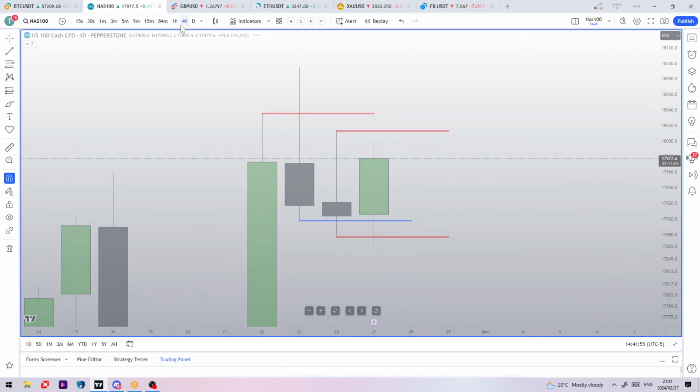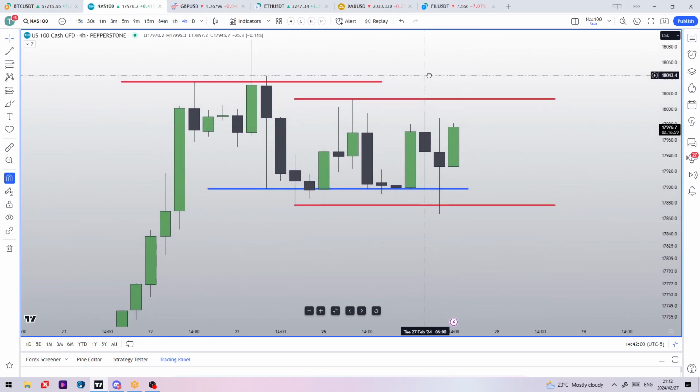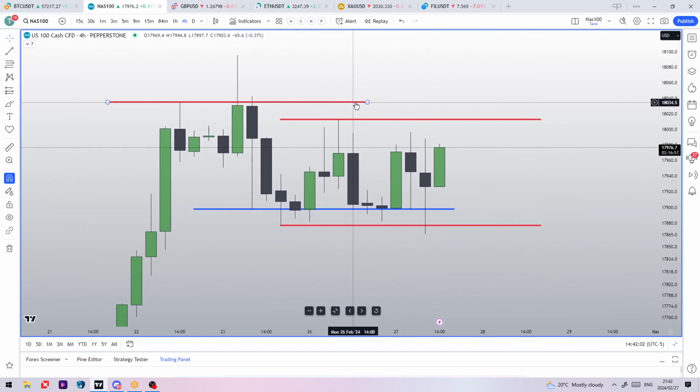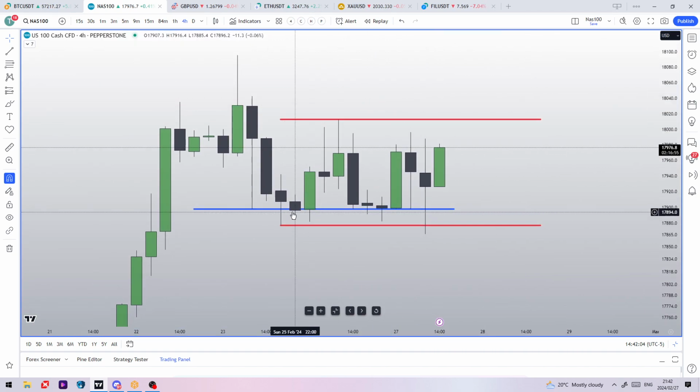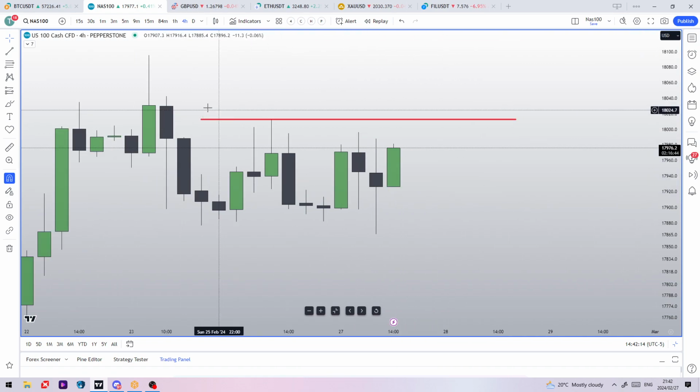Let's hop on to a 4 hour. Same logic. We'll keep this high on. We'll take out this and this, or yeah, take out that and that. We'll keep yesterday's high on, right? Because that's a draw on liquidity. Let's look at an H4.